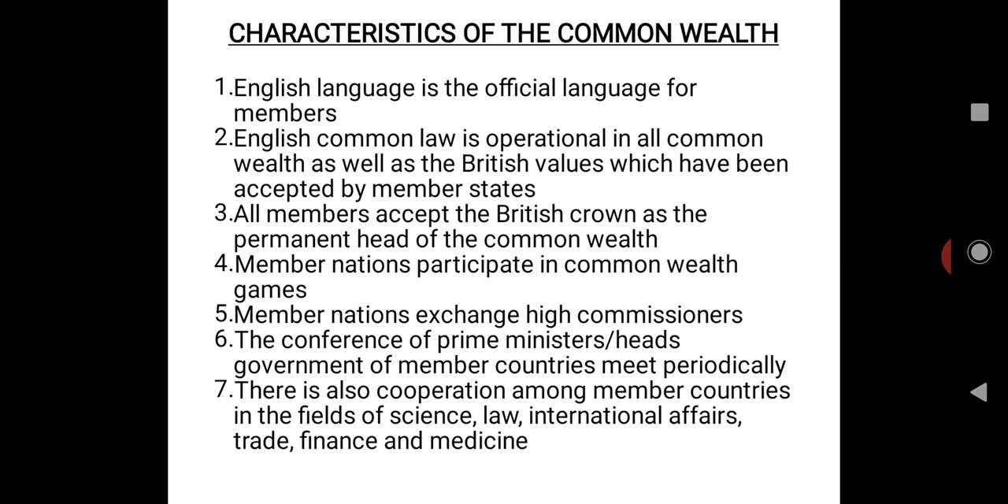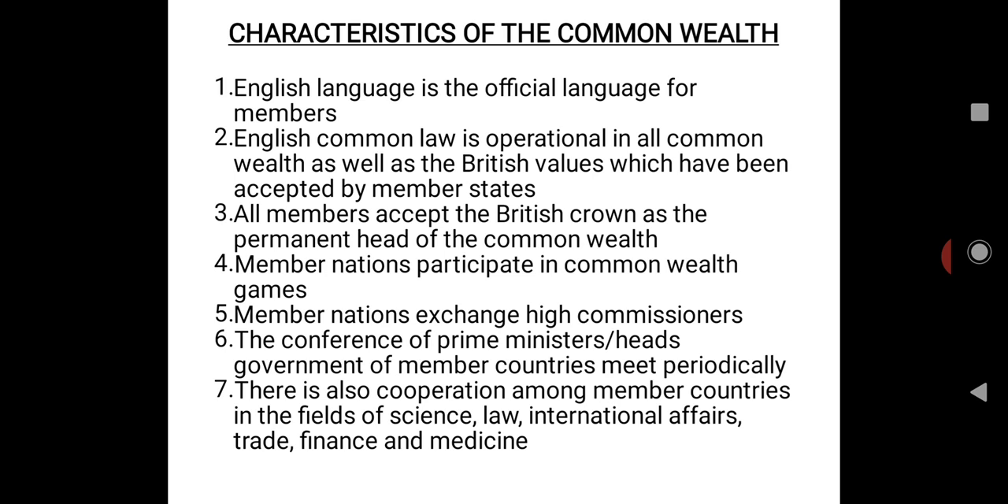Number six says the Conference of Prime Ministers and Heads of Government of member countries meet periodically. We said they meet once every two years. Seven, there is also cooperation among member countries in the field of science, law, international affairs, trade, finance, and medicine.